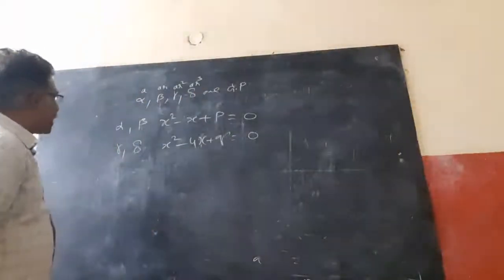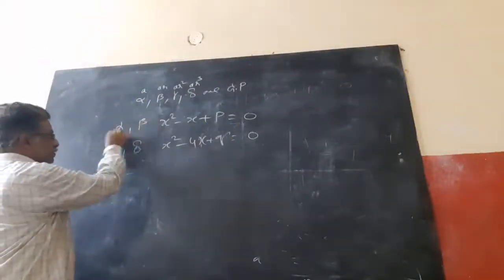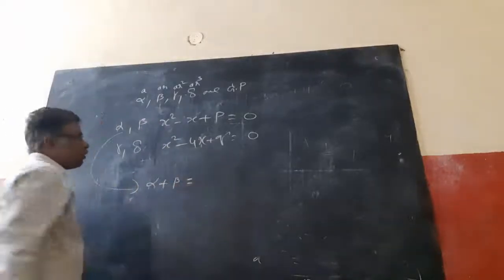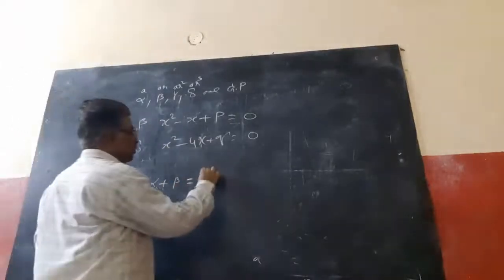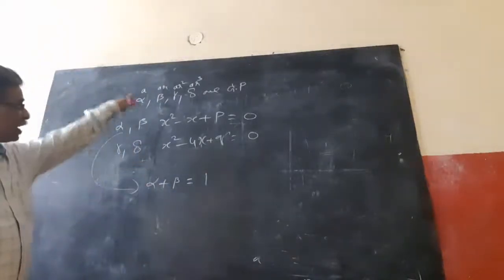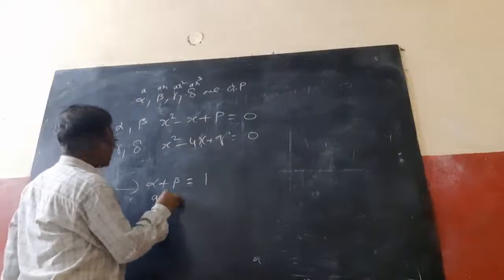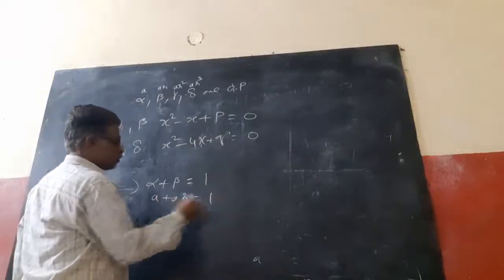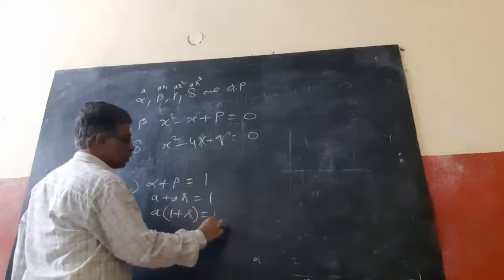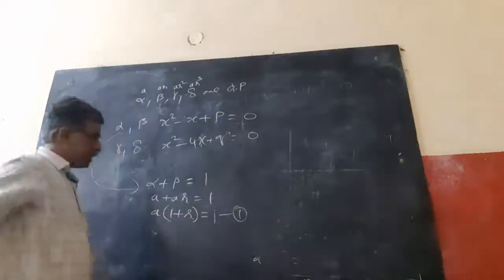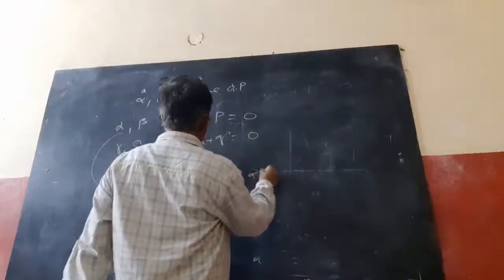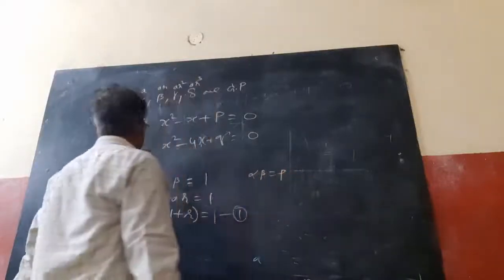Now next, from this equation, sum of roots alpha plus beta equal to minus b by a, means minus of minus 1 by 1, that is 1. Here alpha is A, beta is AR, equal to 1. If I take A common, A into (1 plus R) equal to 1, equation 1, put aside. Next, product of roots alpha into beta equal to p, put aside.